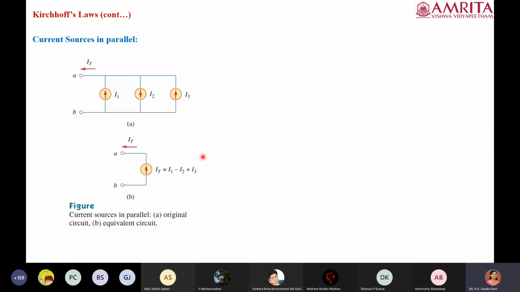So for this particular case, the net arrow is taken upward. I1 is pointing upward, whereas I2 is pointing downward, and I3 is again pointing upward. So the equivalent representation for this can be written as I1 minus I2 plus I3. So when current sources are parallel, the net current can be equivalently represented in this particular form.